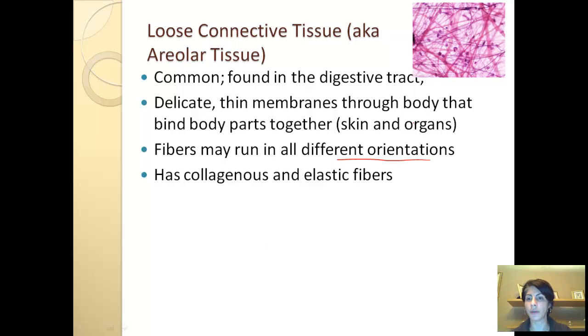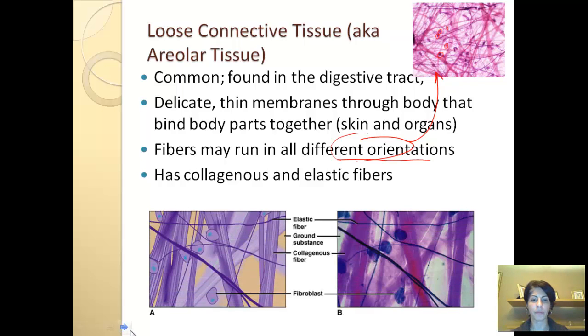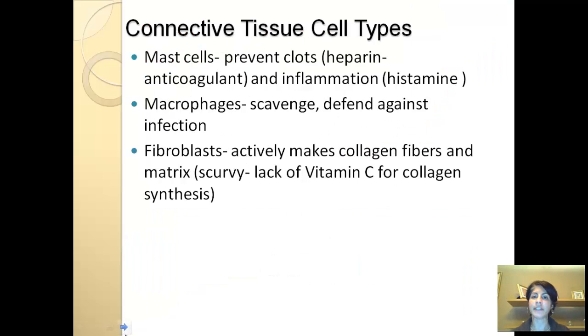So here's a good representation of the different orientations that loose connective tissue looks like. And here are the cells that are most likely responsible for making all those fibers. Feel free to stop the video so you can take a look at any of these, which you will see again for an assessment.